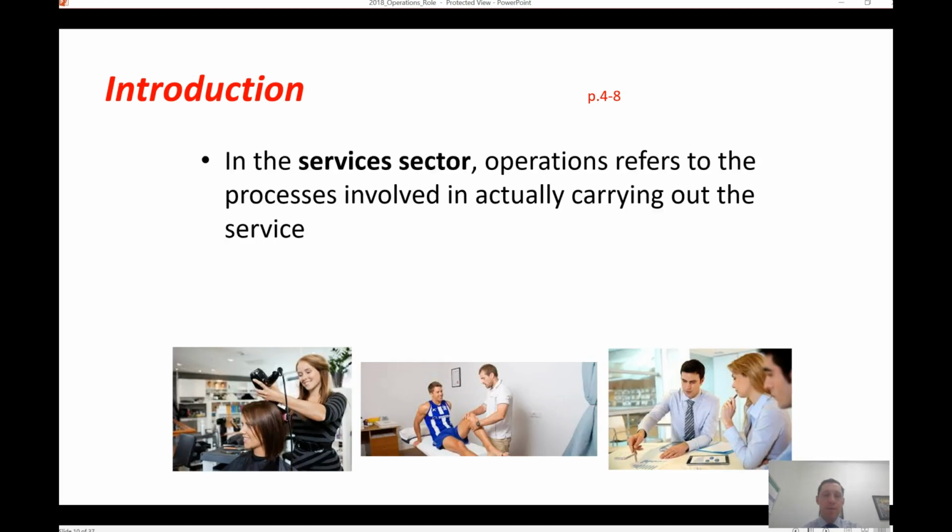Whereas in the services sector, operations really refers to the process in carrying out the service itself. For example, Qantas is providing a service to its airline customers, and that service is taking them from point A to point B. But there is an operations process occurring there, and there is a transformation of resources occurring there. It's just that the resource is different. In many respects, the resource is the people at Qantas that are allowing that service to be provided to the customer.